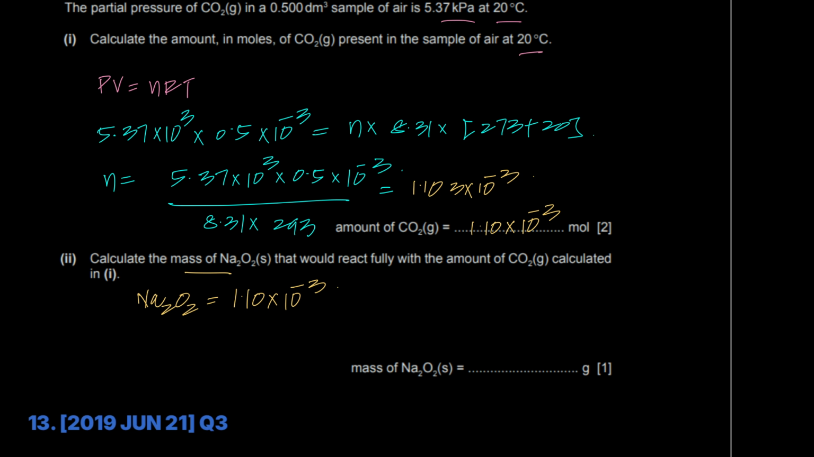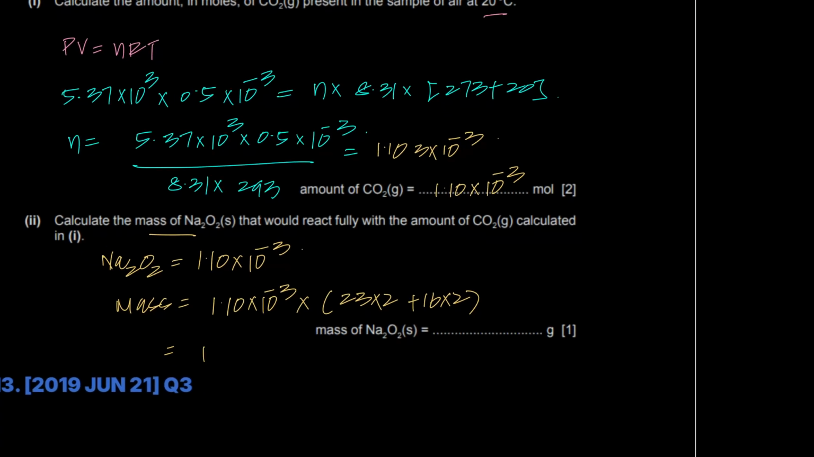And so what's the mass? Mass equals mole times molar mass. You have the moles, 1.10 into 10 to the power minus 3. What's the molar mass of Na2O2? 23 times 2 plus 16 into 2. What do you get? So it's basically 1.1 into 10 to the power minus 3 into 78. And so the final answer is 0.0860. Done. 3 sig fig, please. The preceding zeros don't count. 1, 2, 3, 3 sig fig.